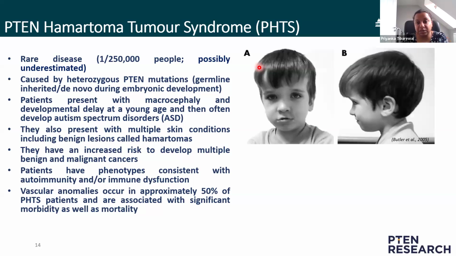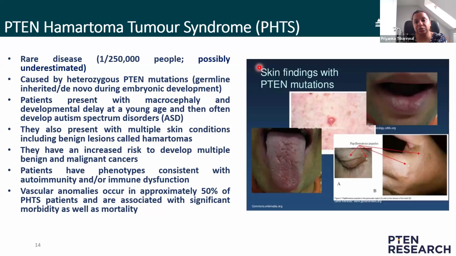We know that one of the most common phenotypes seen in patients at a young age is a visibly large head, which is called macrocephaly. And then young children with PHTS can have developmental delay and present with autism spectrum disorders. They also have multiple skin conditions. You might have noticed, if you have PHTS or if your child has PHTS, skin lesions that look like little lumps on your skin. These are called hamartomas.